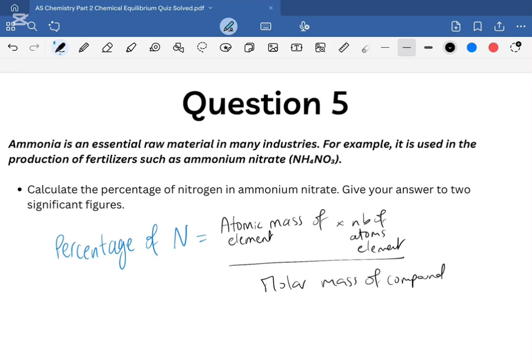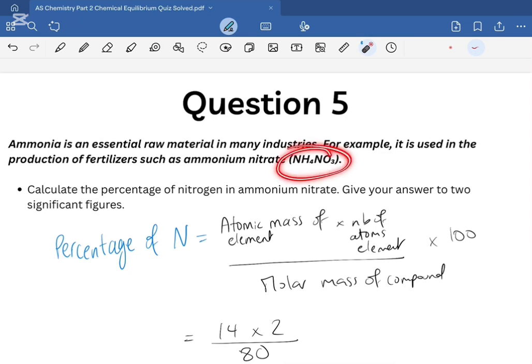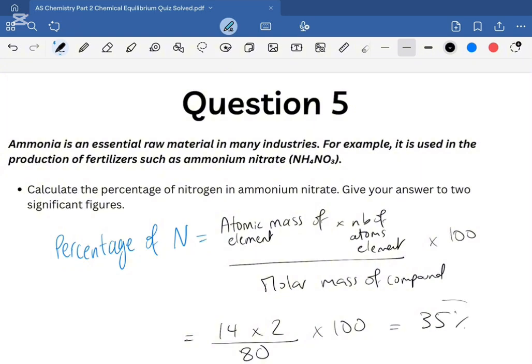Now the atomic mass for nitrogen is 14, and we have 2 nitrogen atoms. We have this N over here and this N over here. So we're going to multiply it by 2. And the total molar mass, I forgot to write over here, times 100. And the total molar mass is 80 for the whole compound NH4NO3 times 100. And so the answer is going to be 35%.